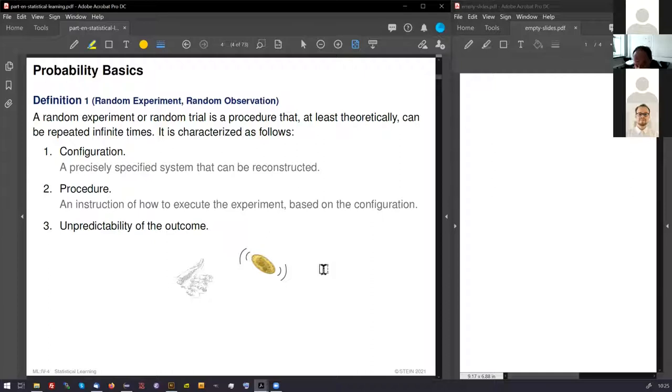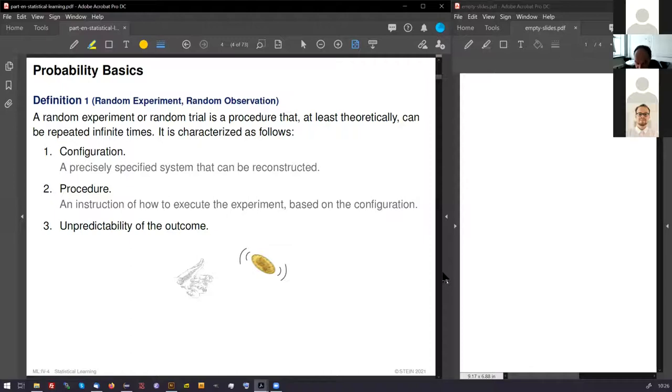A random experiment is a trial for which we have a procedure which, at least theoretically, can be repeated infinitely many times. The procedure is clearly defined. This is called the configuration. For instance, if you toss a coin or roll a dice, then you exactly explain what you are doing. It is also clear to us that the outcome is unpredictable.